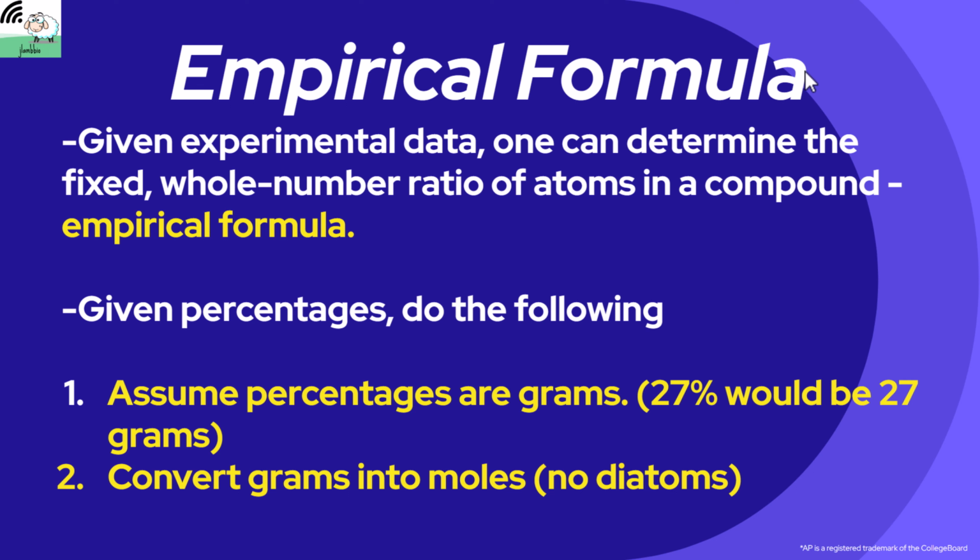One key thing to keep in mind here is that because we are looking at the individual atoms within a compound, we're not focusing on things that are diatomic. So if you're converting, let's say, grams of hydrogen to moles, in this case, we would use the molar mass of hydrogen that's just based off of the periodic table, 1.01, as opposed to a diatomic molar mass of H2, where it would be 2.02.